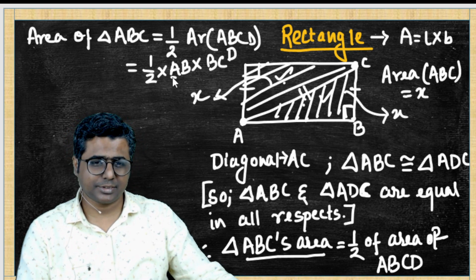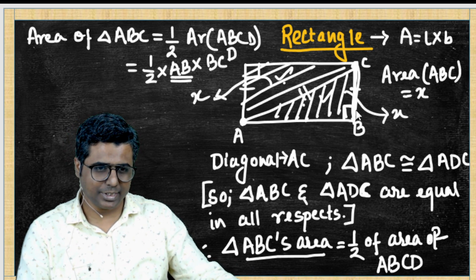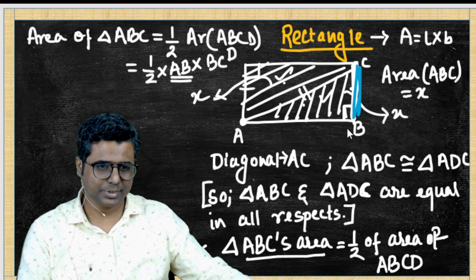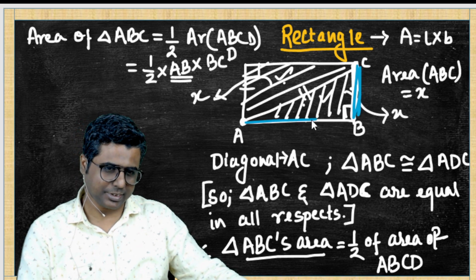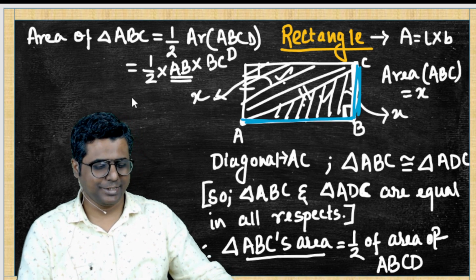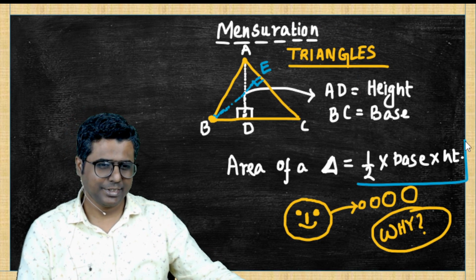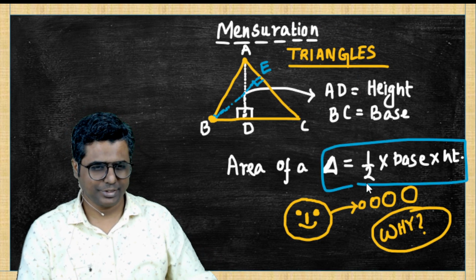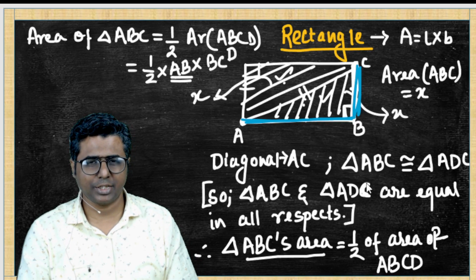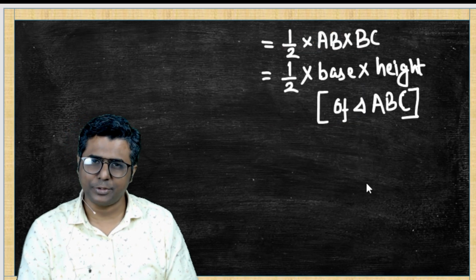If you see this triangle, this BC is height, right? This BC is height, and this is nothing but base. So, basically the formula half into base into height is proven now, right? That is how we get our formula of triangle as half into base into height.